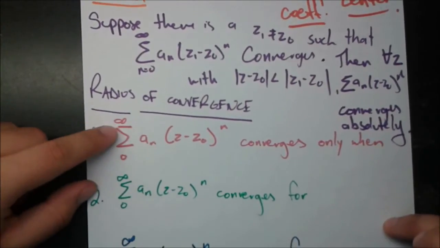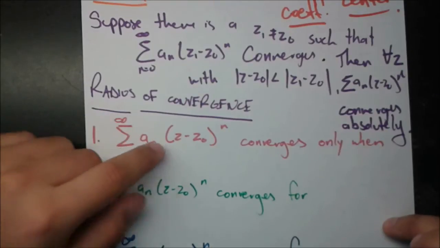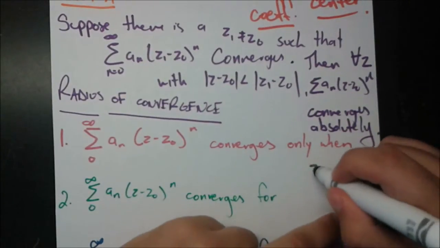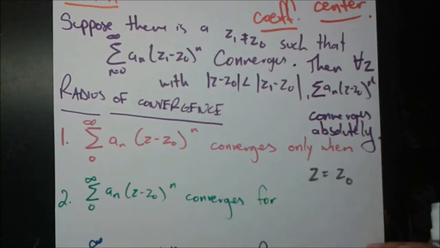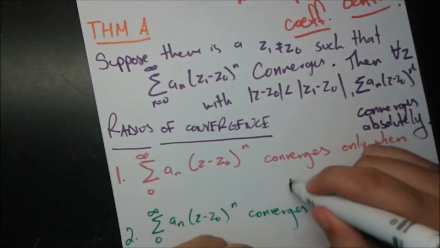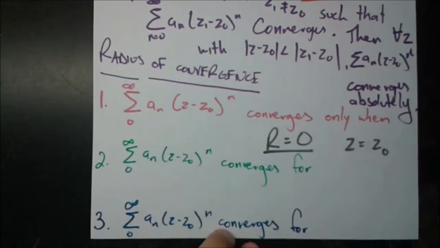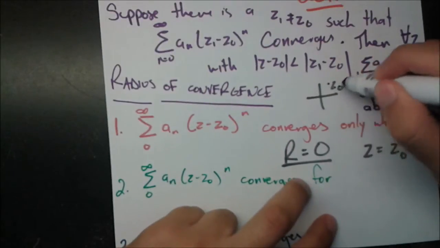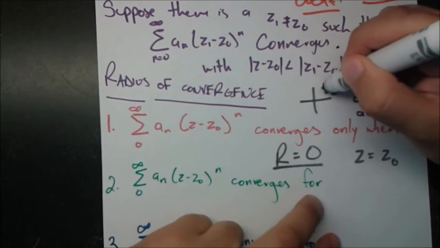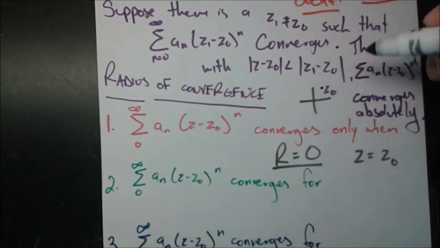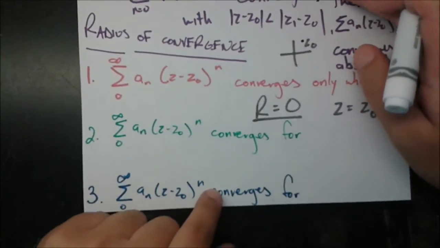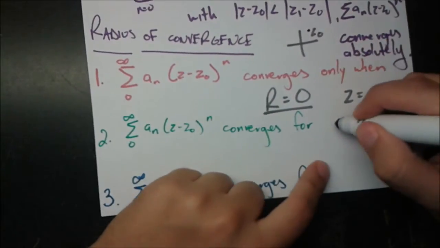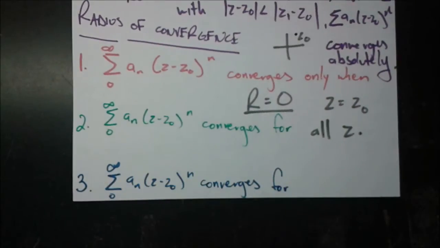Case 1 is that this series, the sum from 0 to infinity of a sub n times (z minus z naught) to the power of n, converges only when what? Well, only when z equals z naught, in which case the radius of convergence, which we'll label r, is going to be 0. That's because if we draw a little graph and we have our z naught, we can't go anywhere because no other points work. So we just have the point z naught, and the radius of a point is, you can say, 0.